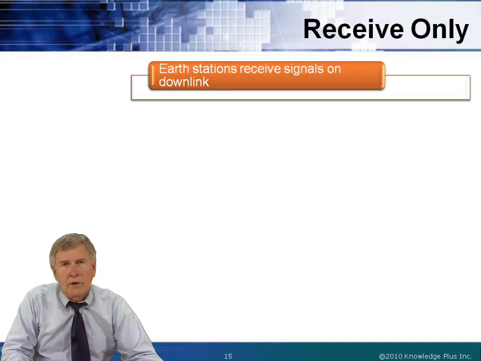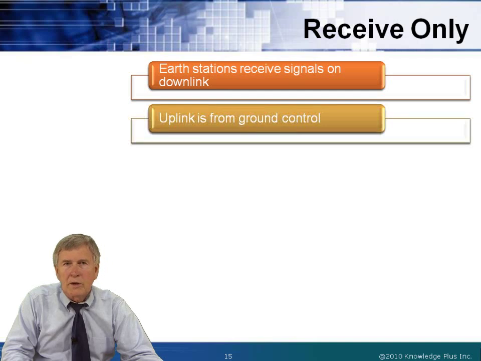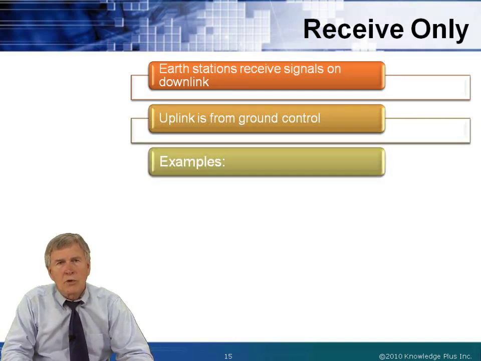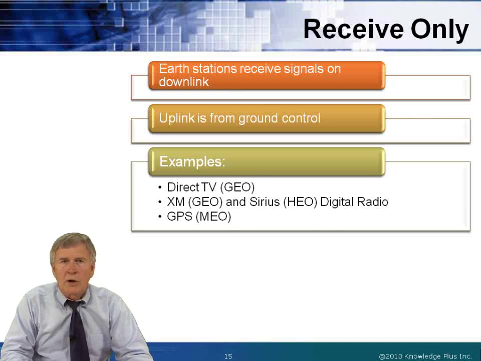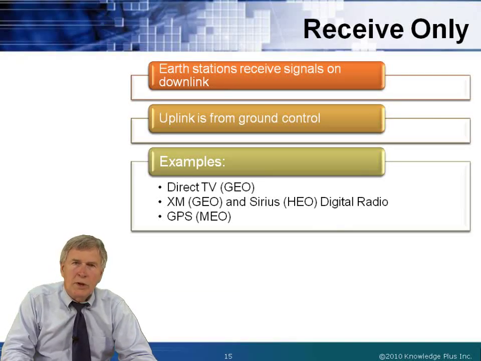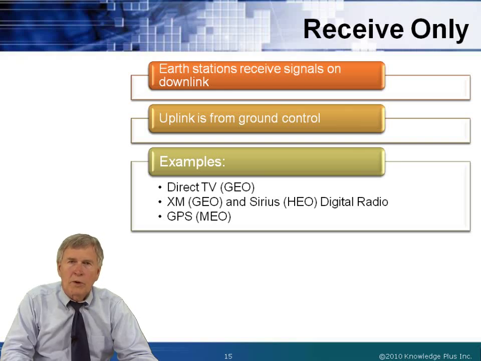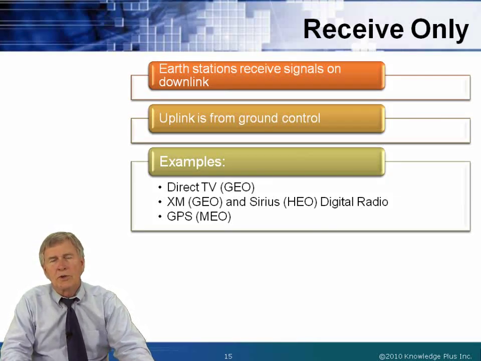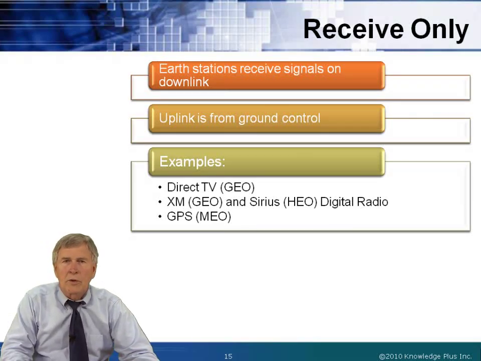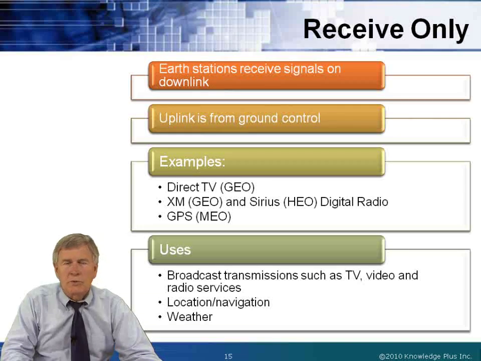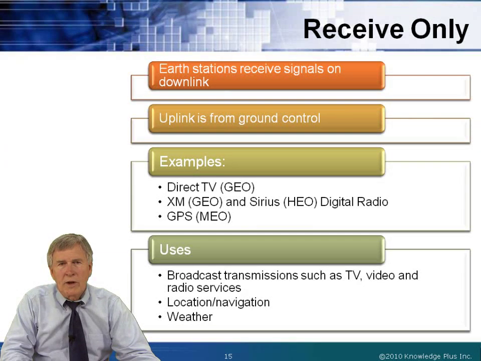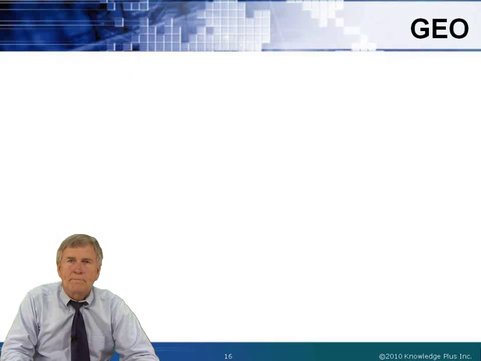What a lot of us have on Earth for our television programming is a TVRO, a receive-only type of installation. Earth stations receive signals on a downlink. The uplink comes from a control system, and some examples are DirecTV, XM, and GPS. So that's geostationary Earth orbit, middle Earth orbit, and high Earth orbit. And notice XM is a geo installation. Sirius is a highly elliptical orbit. We'll see that in a minute. So the uses: television broadcast, weather, navigation services as well.